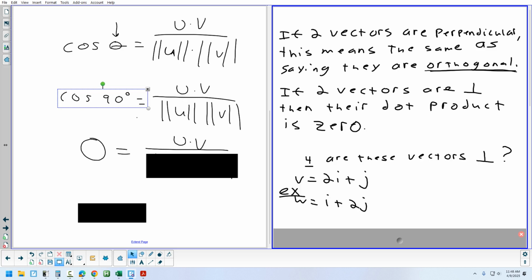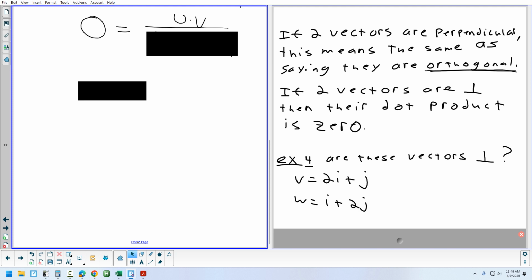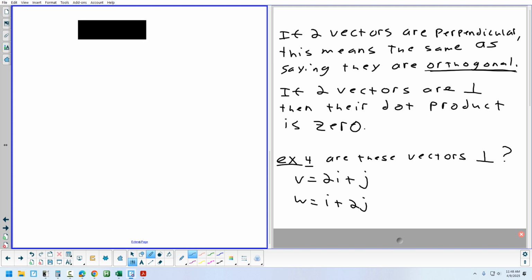So now, this is asking, are the following vectors orthogonal or perpendicular? I only need to find one thing to answer that question. The dot product. That's all I need. It doesn't say if they're not perpendicular, find the angle. So all I need to do is find the dot product, and then I can answer yes or no. Okay. What's going to be the calculation for the dot product?